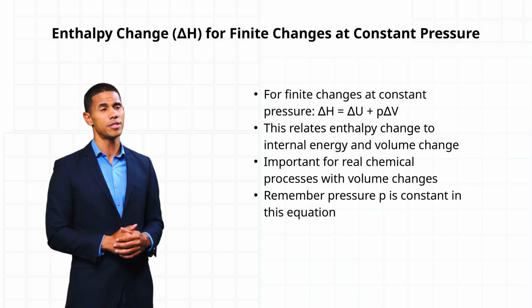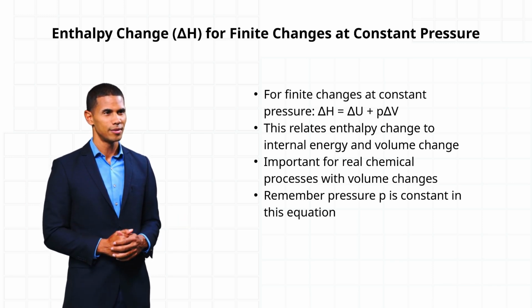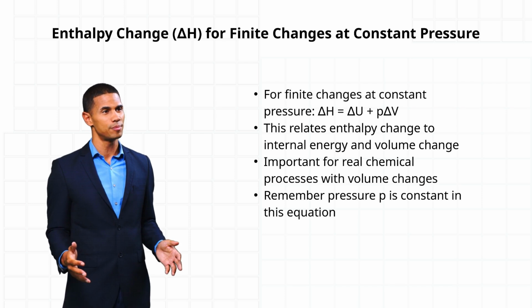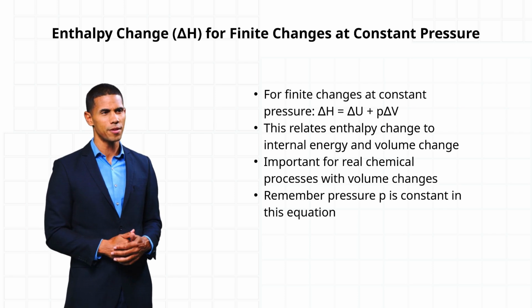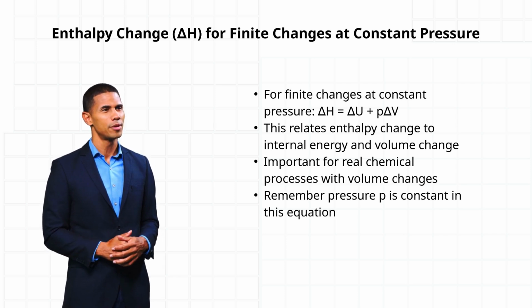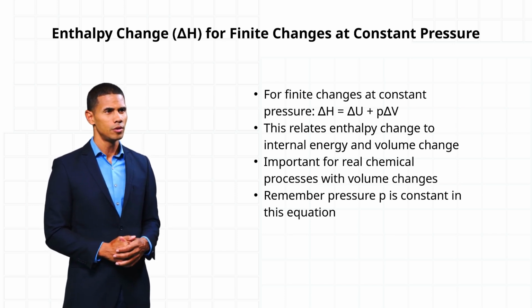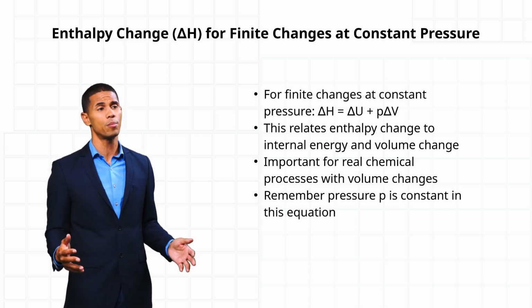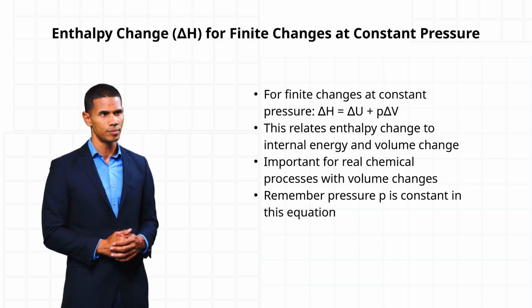Hello! Let's continue with the core relationship that's widely used in thermodynamics, the change in enthalpy, delta H, for a process occurring at constant pressure. Delta H equals delta U plus pressure times delta V. This formula shows how the enthalpy change depends not only on the change in internal energy, but also on the work done due to volume change at constant pressure. Think of it this way. When gas expands during a reaction, it does work against the atmospheric pressure. This work is accounted for by the P delta V term.